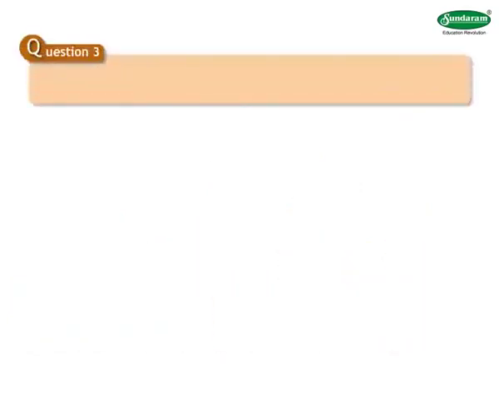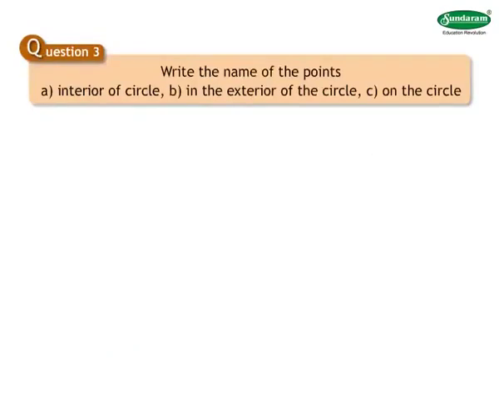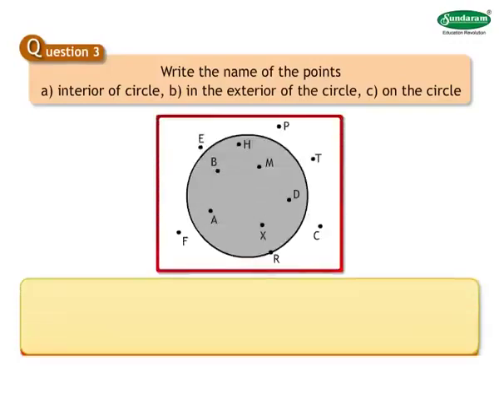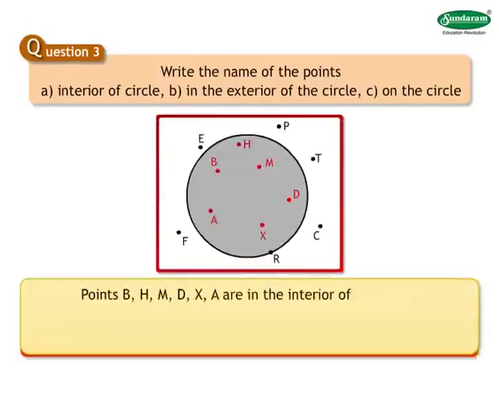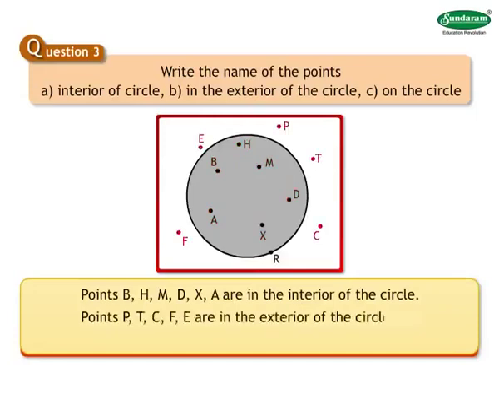Question number 3. Write the name of the points. A. Interior of circle. B. In the exterior of the circle. C. On the circle. Number 1. Points B, H, M, D, X, A are in the interior of the circle. Points P, T, C, F, E are in the exterior of the circle. Point R is on the circle.